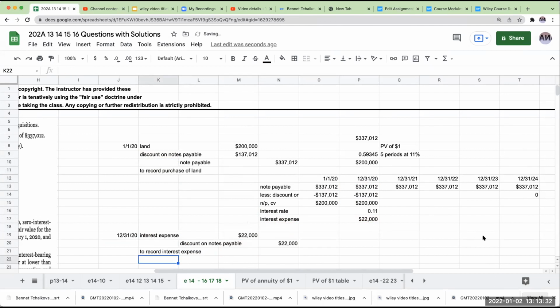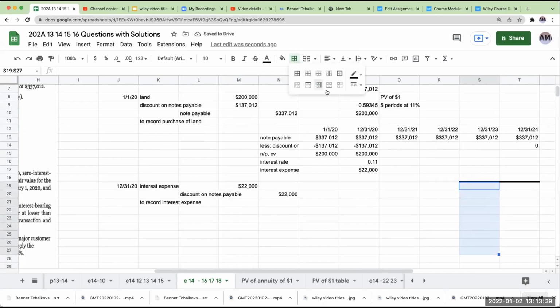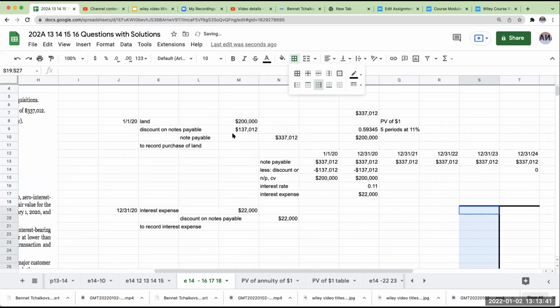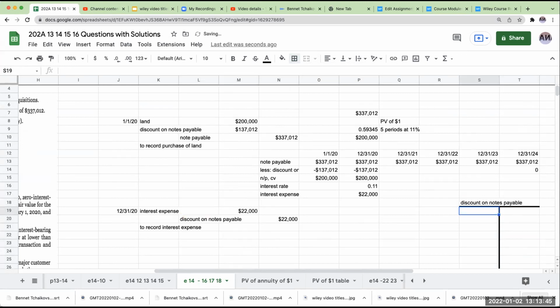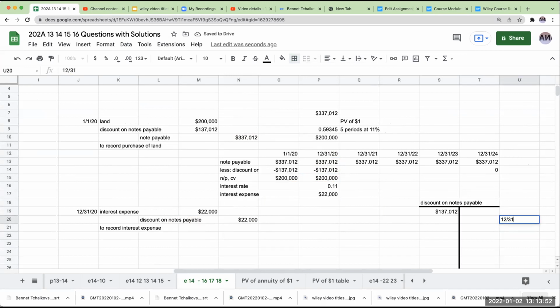So what's effectively happening here is that I've got this discount on notes payable, which is a contra liability account. It's reducing the carrying value of the notes payable. And over here, it started off with a debit balance of $137,012. So my first entry here on 12/31/20 is going to be for $22,000.